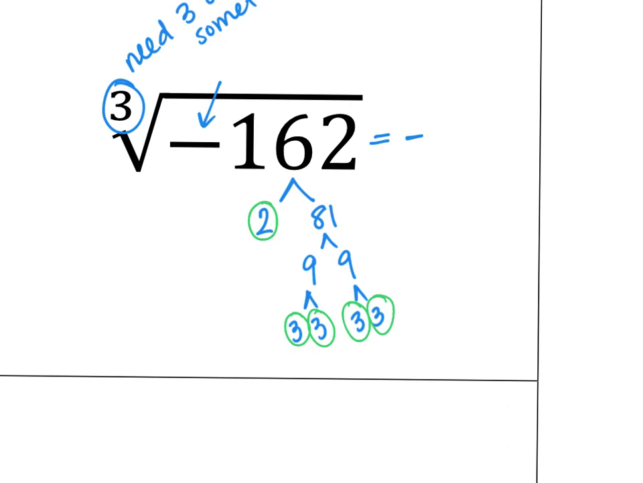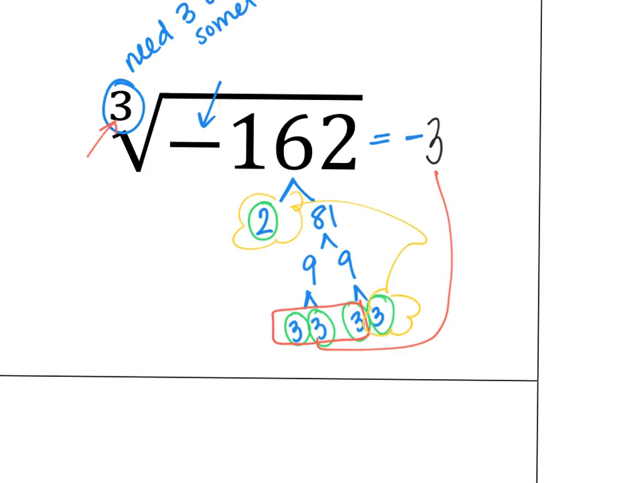Again, since I am in a cube root, I need 3 of something. So I don't have 3 2s, but I do have 3 3s. So for this triplet, I'm going to pull a 3 out. And so I have that 3, and then the 2 and this 3, they don't have any partners, so they're going to stay inside. So we have 2 times 3 inside. And we still have the cube root. So I'm going to write cube root. So please don't forget that. That reminds us that we had 3, or triplets, of things in order to come out.